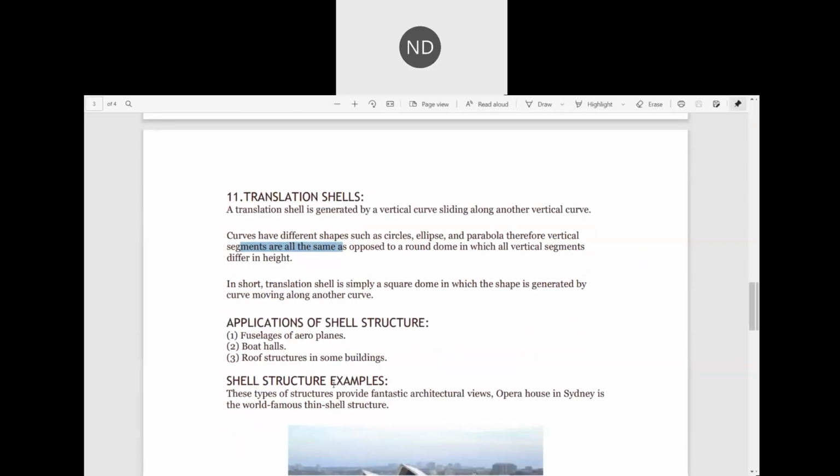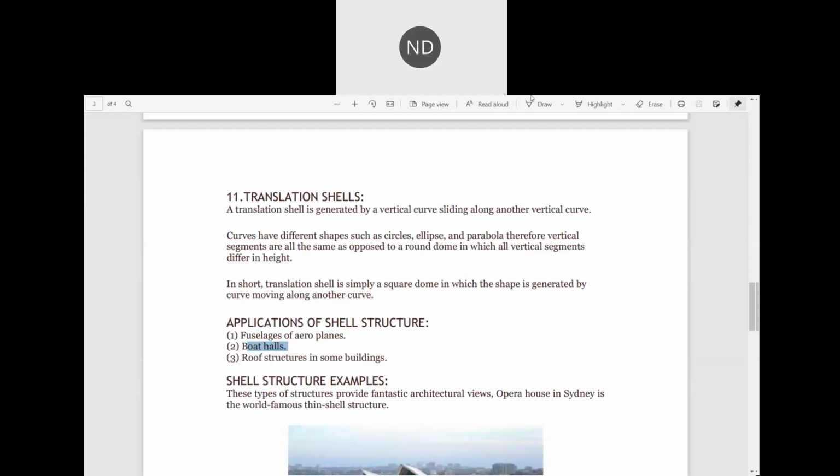We have 5 minutes, but I'll just complete it. Few points we have. Application of shell structure: it can be used in fuselages of aeroplanes. Fuselage is the frame of the aeroplane. When you have the frame, only then can you put the other parts of the material, join them and make it an aeroplane. So the fuselage of an aeroplane is the body or the entire frame.